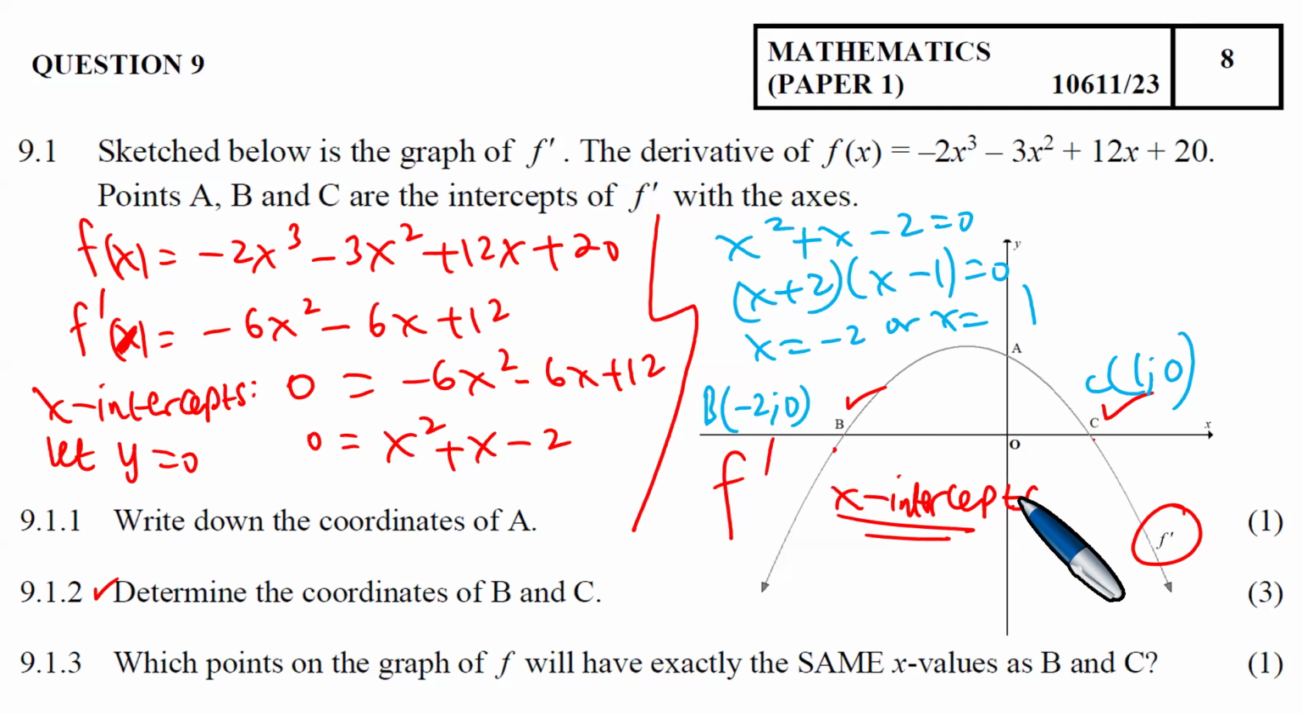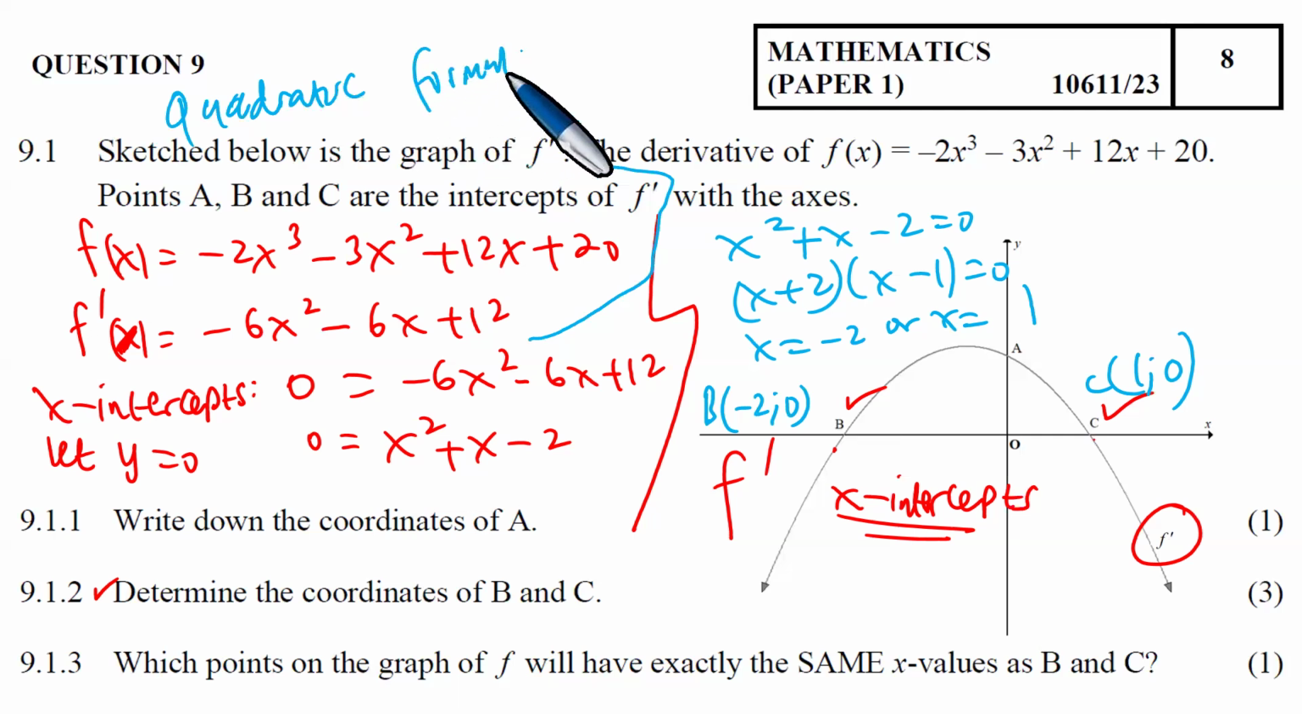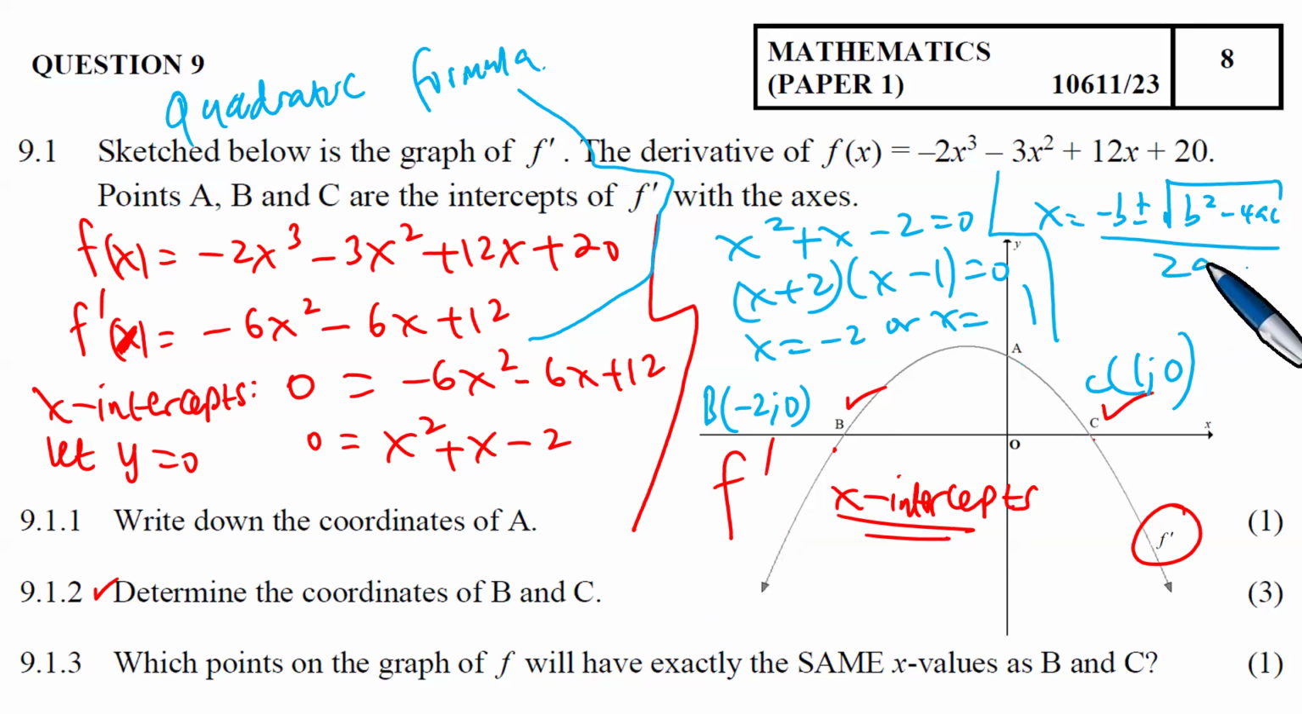If I started by using the quadratic formula only? Yes, it's okay, the quadratic formula can also work. At this point you can use the quadratic formula, which says that x is minus b plus or minus the square root of b squared minus 4ac, all over 2a.